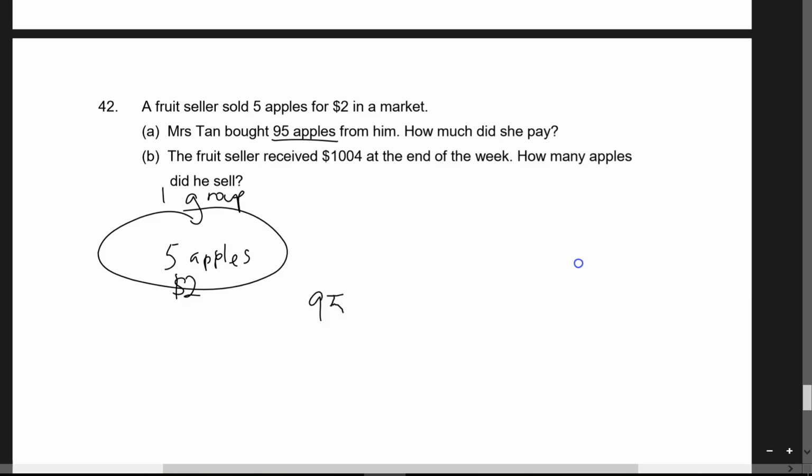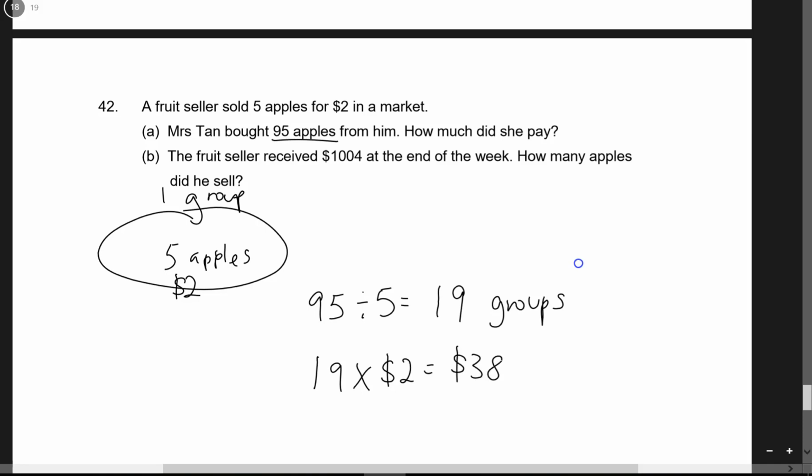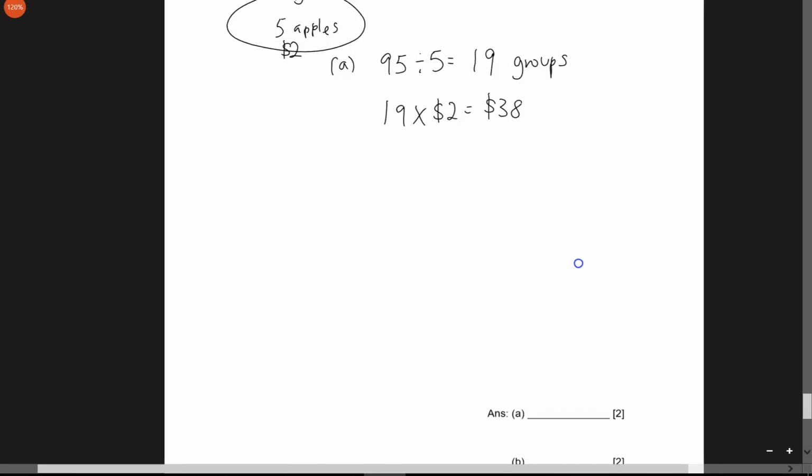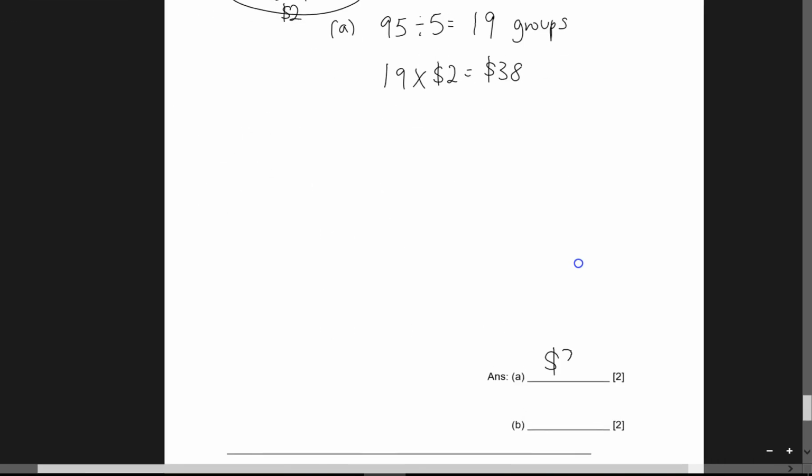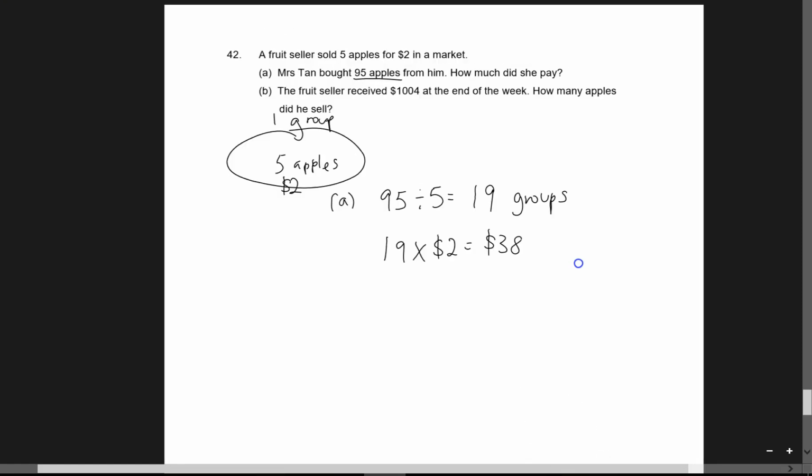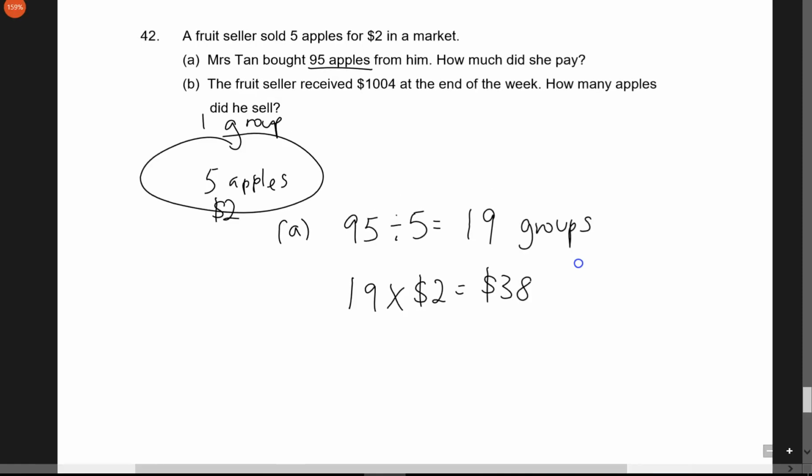So to find, you have to take 95 divided by each group has 5, right? We want to find how many groups there are. There are a total of 19 groups. And in each group, you pay $2. So 19 groups, meaning you have to pay a total of $38. So this is for part A. Remember to label your part A, part B, and part C, so that it's easier for your marker to give you your M1 and A1. Alright? So that is for part A.